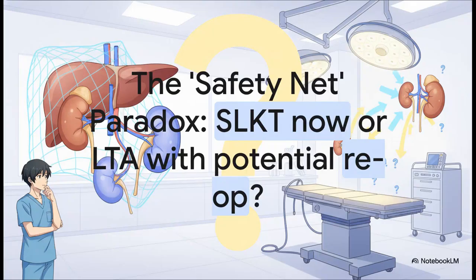And I'll leave you with this final thought to take with you. The next time you're faced with one of these borderline patients, the one with advanced cirrhosis and a nasty acute-on-chronic kidney injury, how does all this evidence shape your thinking? How do you, as the anesthesiologist, weigh the immediate, known risks of a massive SLKT against the uncertain hope of renal recovery offered by the safety net? This isn't just a surgical question. It's a profound clinical judgment call that lies right at the heart of what we do.